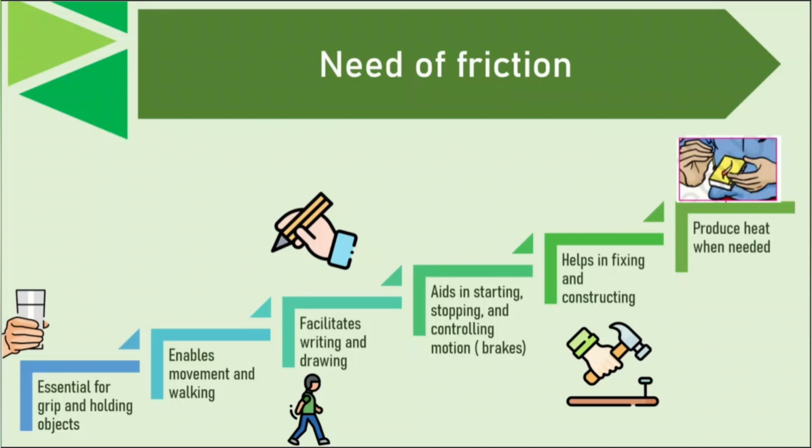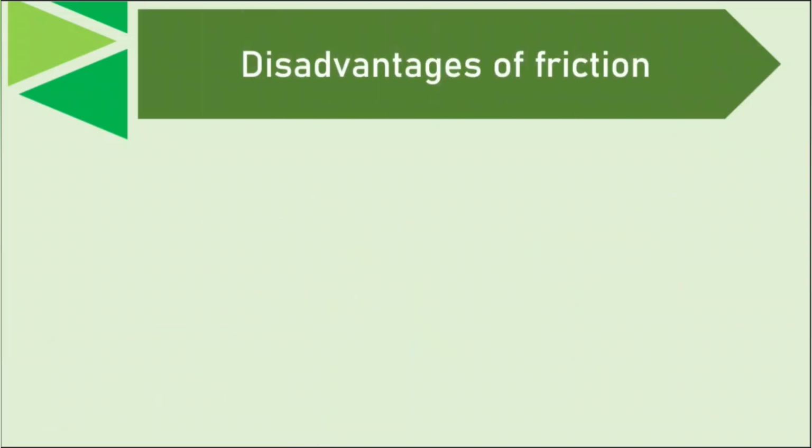Now, heat is not always necessary, but in cases of matchsticks or electronic lighters, friction is a big help in producing heat. Also, if you just rub your palms together, they produce heat. This is because of the friction between your palms. But there are also certain disadvantages or evils of friction.